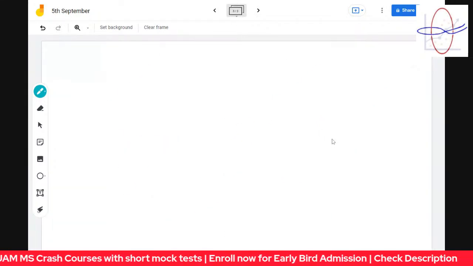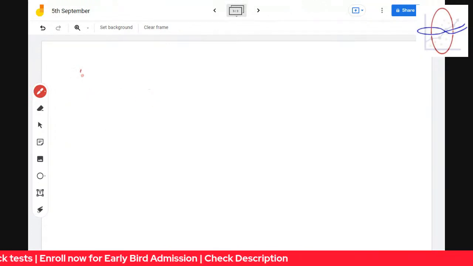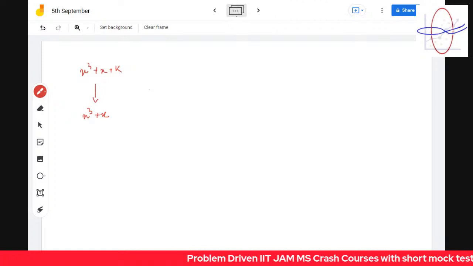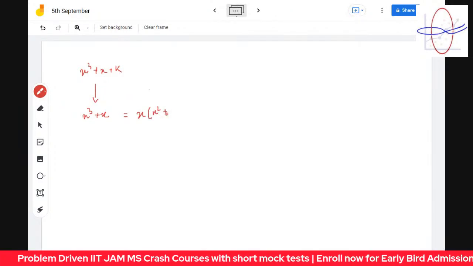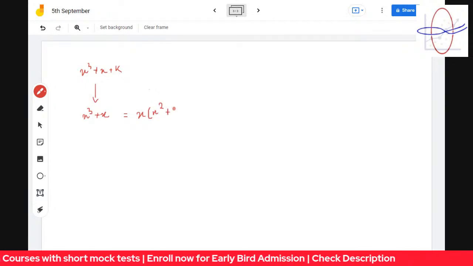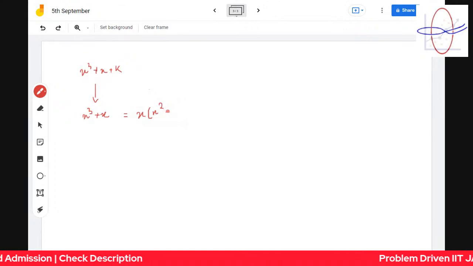So instead of drawing x cubed plus x plus k, what we'll draw is x cubed plus x first. And that's an easy way of doing it. So it's x into x squared plus 1. Sorry, that's actually not an easy way of doing it, because you will not get to understand from the roots over here. One root is surely 0.